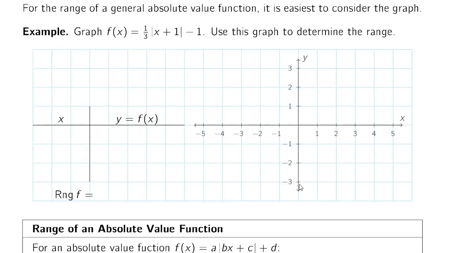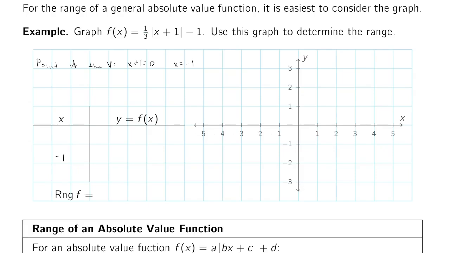Well, the easiest way to figure out the range for a new type of function, once we know what its graph looks like, is to just consider the graph. So here we have a kind of generic absolute value function. f of x is a third times the absolute value of x plus 1, minus 1. So we're going to start by finding the point of the V, and that happens where x plus 1 is 0. So at x is negative 1. We're going to put that in the middle of our table.